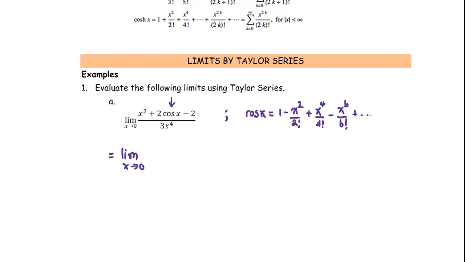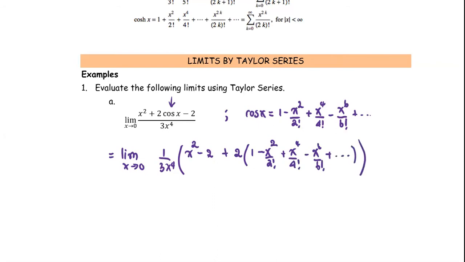Before we substitute, we write it in a manageable form, as the quotient is the same as multiplying by the reciprocal. So we rewrite it as 1 over 3 times x to the fourth multiplied by the expression of the numerator. At the same time, I'm going to rewrite x squared minus 2 together, and then add 2 multiplied by the cosine x, which in Taylor series form is 1 minus x squared over 2 factorial plus x to the fourth over 4 factorial minus x to the 6 over 6 factorial and so forth.